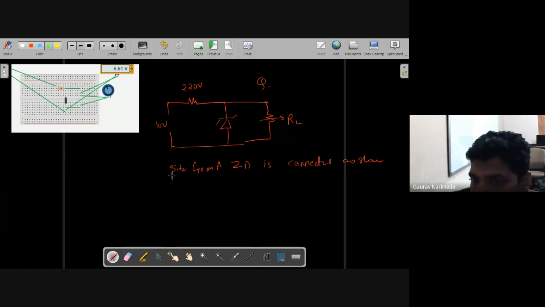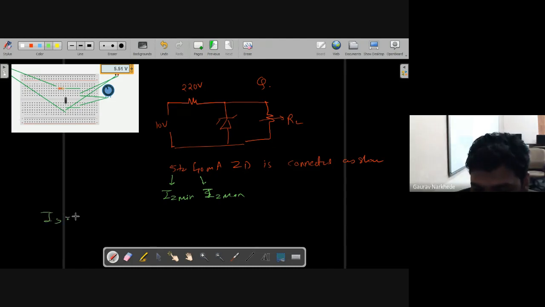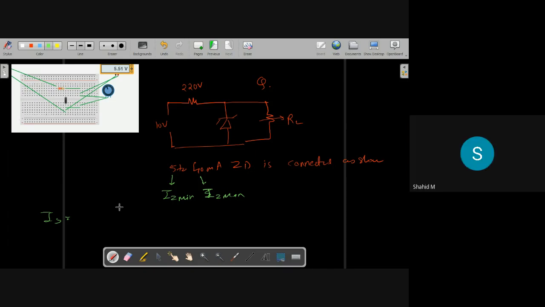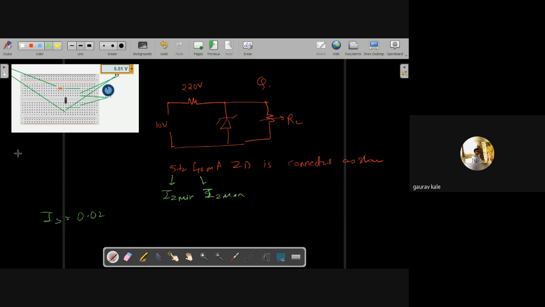right? Okay, so now this is what is given, this is the question. What is given? 5 to 40 milliampere, right? So what is this? IZ minimum. What is this? IZ maximum, right? We calculated IS. What was IS? How much did we get for IS? 0.02, yes.